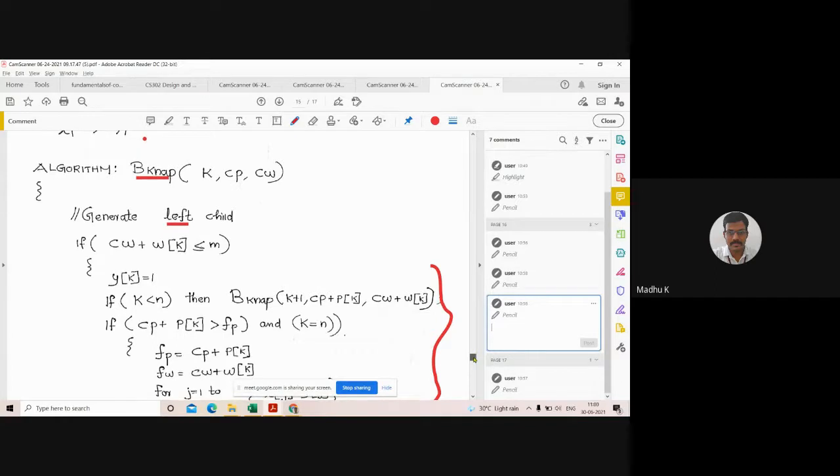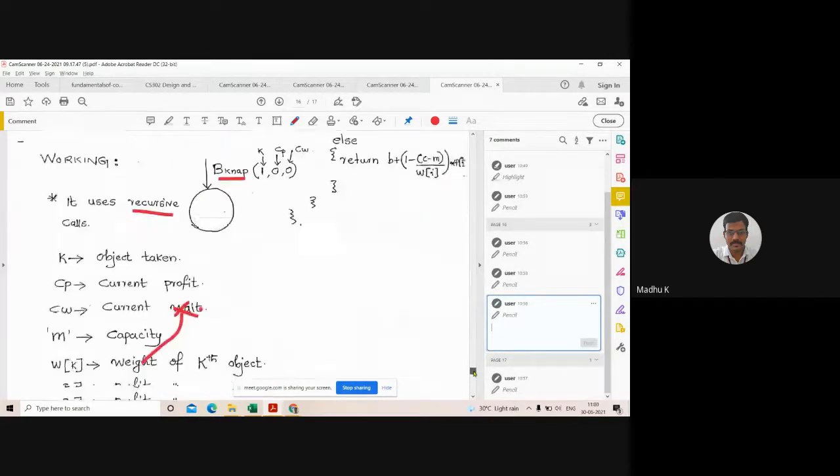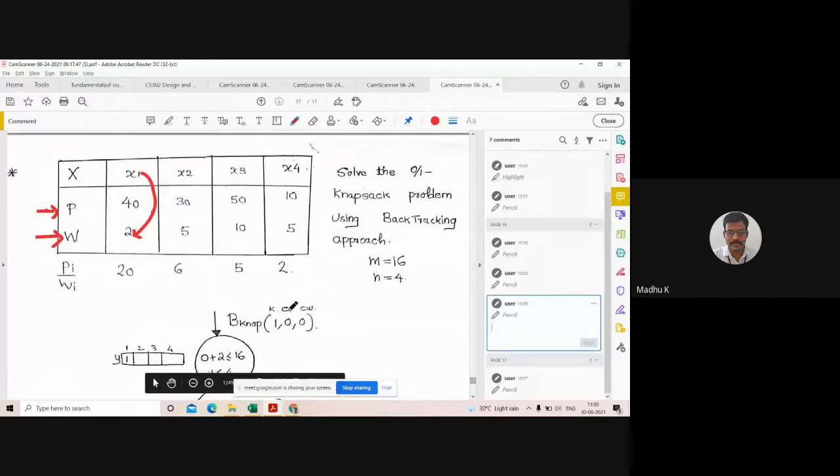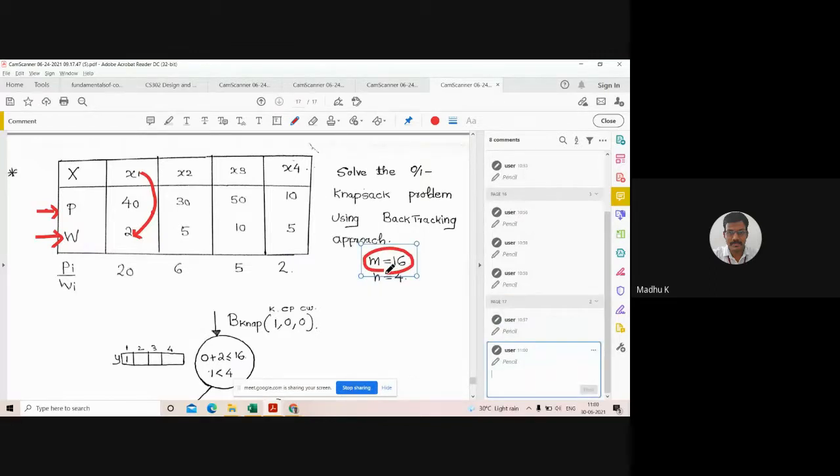Okay, so this is the problem. There are n objects, n is equal to 4, and a knapsack, or a bag, of size 16 is given.